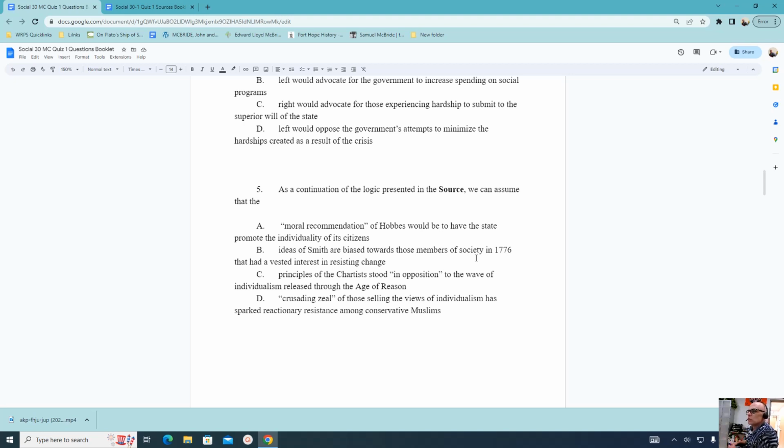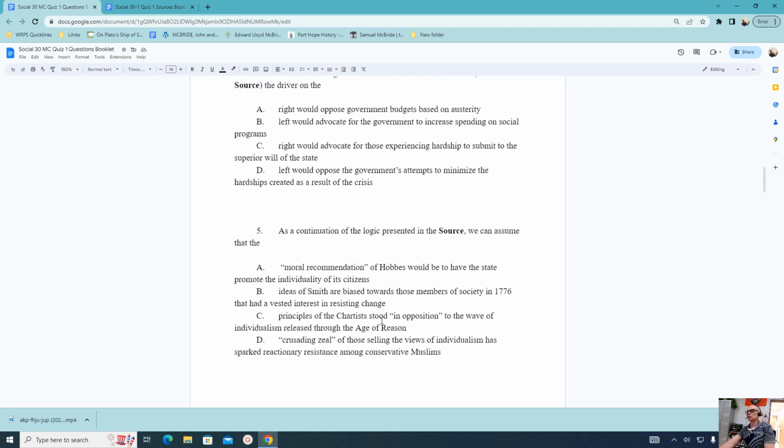Crusading zeal of those selling the views of individualism has sparked reactionary resistance among conservative Muslims. Of course that. The crusading zeal of Americanism, of American individualism, has sparked, we saw it with Al-Qaeda and the Taliban, very much reactionary resistance among those. Maybe ultra-conservative might be a better term than just conservative.